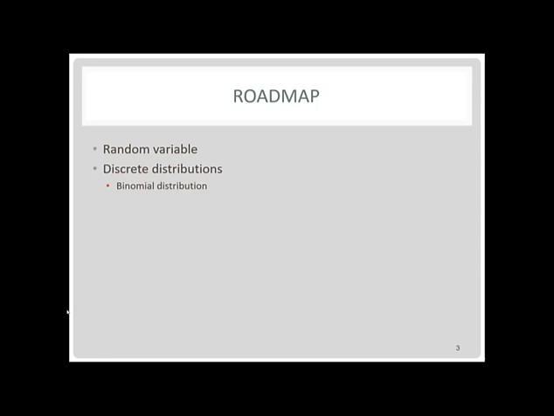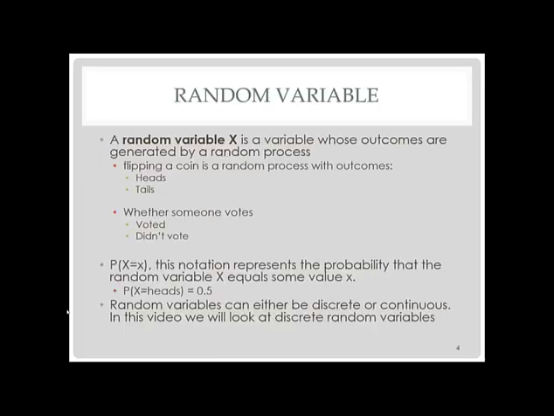So the roadmap for today's video is we will start with discussing random variables and then move on to discrete distributions. We will finish with the discussion and an example of binomial distribution, a type of discrete distribution.